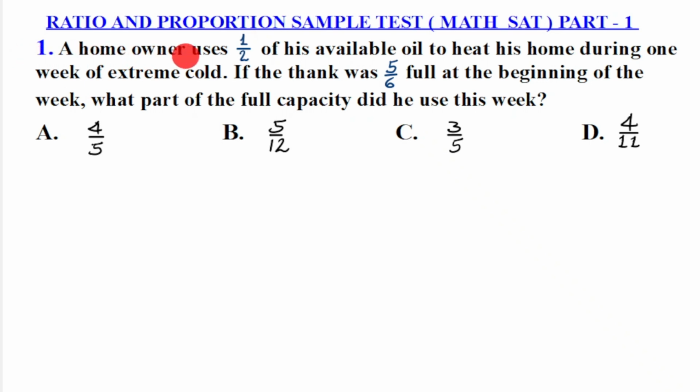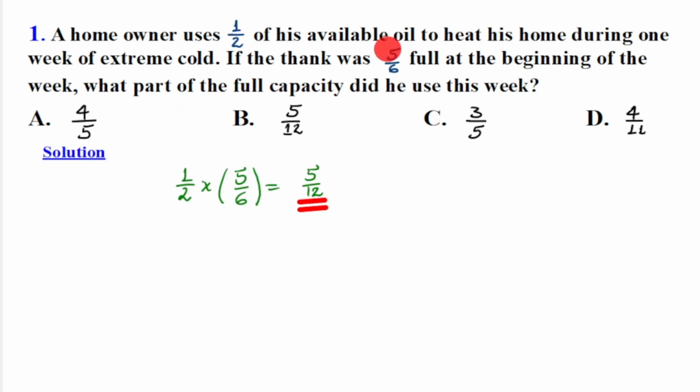1. A homeowner uses 1/2 of his available oil to heat his home during 1 week of extreme cold. If the tank was 5/6 full at the beginning of the week, what part of the full capacity did he use this week? So the available oil is 5/6. From this 5/6, he uses 1/2. To answer this question, 1/2 times 5/6. So we get 5/12. So the answer is B, number 2.